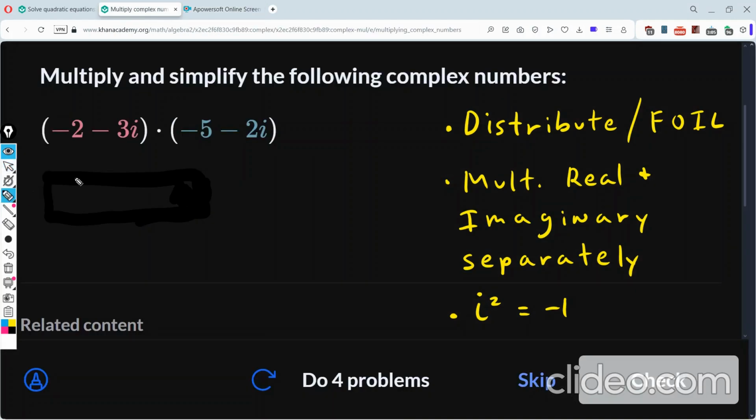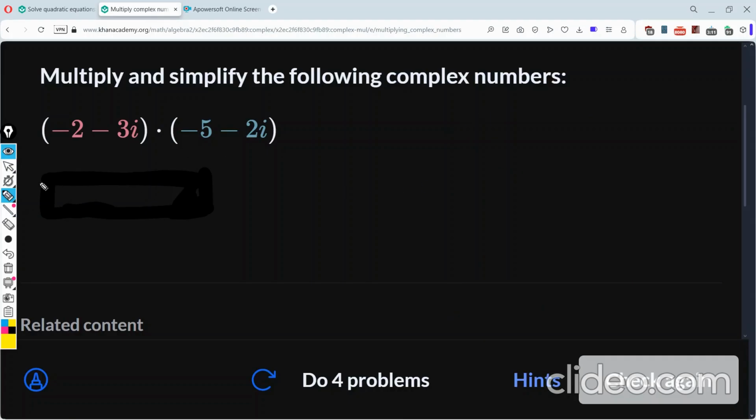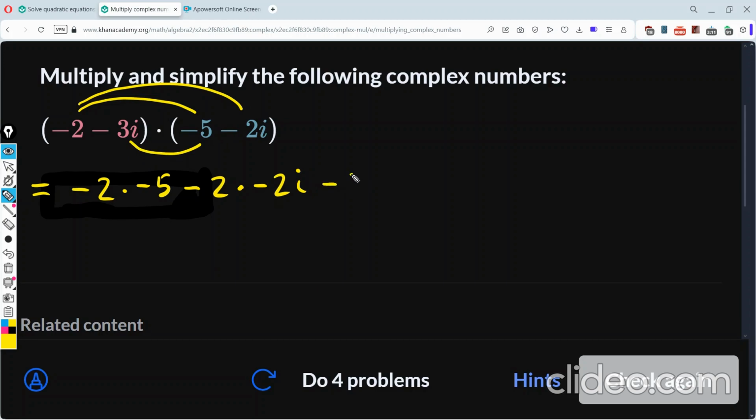All right, so these numbers are multiplied. Like I said, you could use FOIL or distributive property. All right, so let's see. Distributing, we have -2 times -5. Then we have -2 times -2i. Then we have -3i times -5. And then we have -3i times -2i.